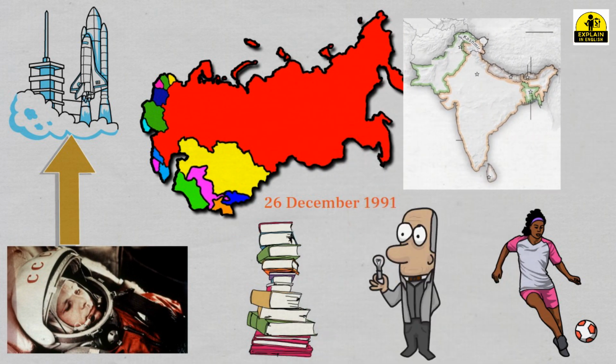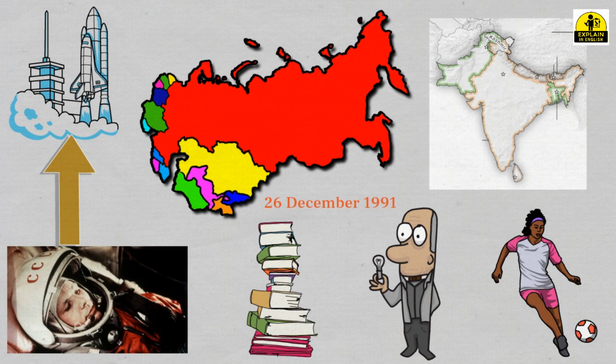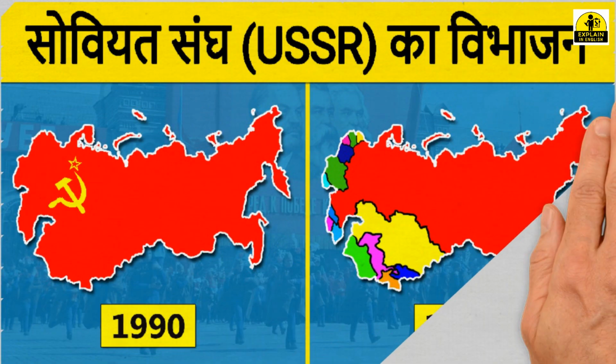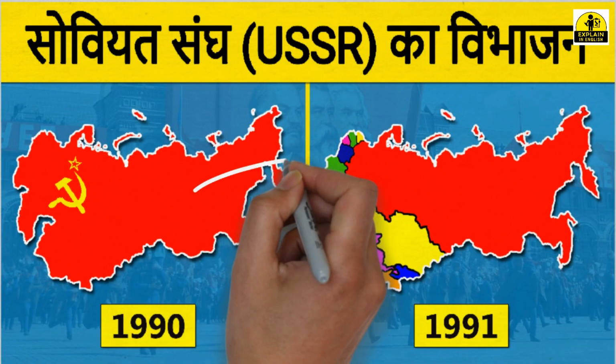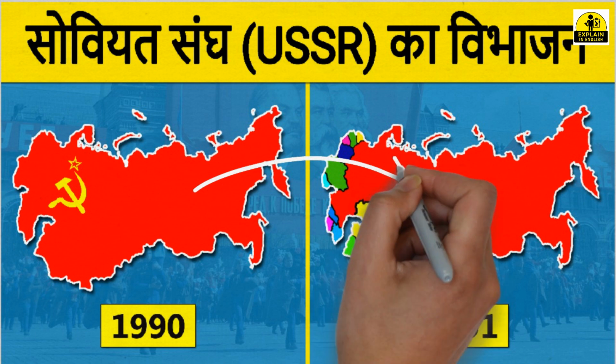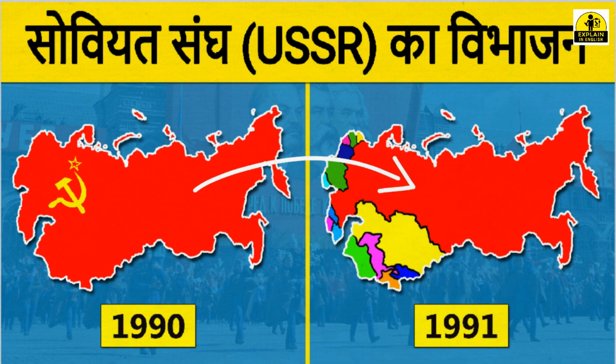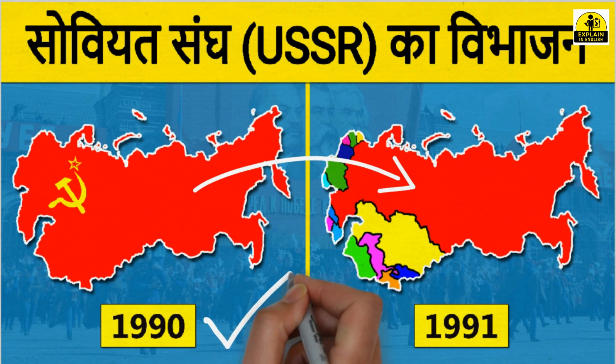Similar to how India was divided in 1947, which gave an identity to Pakistan. In today's video, we will learn the complete history of the USSR and how it fell apart. Why did it fall apart? How many countries did it break into? What were the reasons behind it? We will know more in detail. So, stay with us till the end of the video.